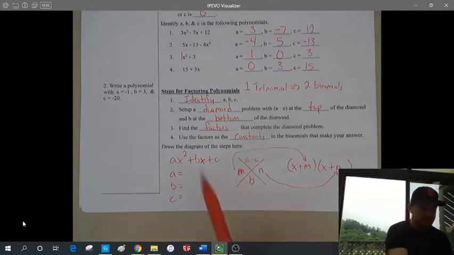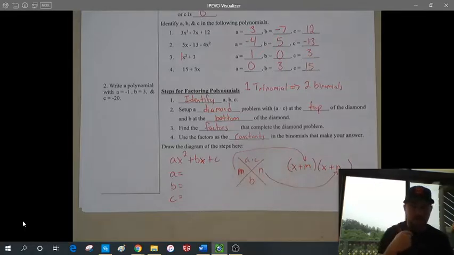So again, identify a, b, and c. So what's a, b, and c from our trinomial? Multiply a times c to make the top. Our b value, whatever it is, just goes on the bottom of the diamond. Figure out what numbers complete the diamond, and then use those as the constants that go into the binomials.